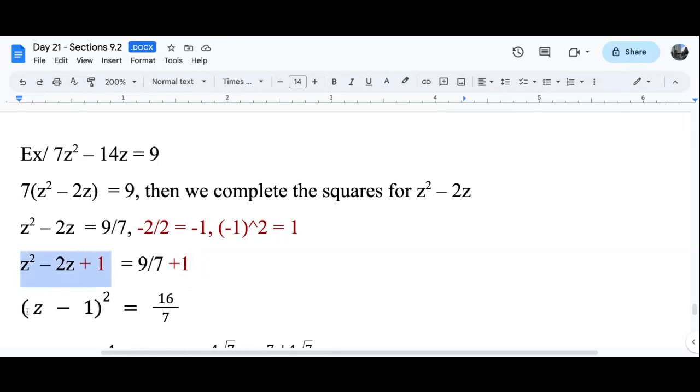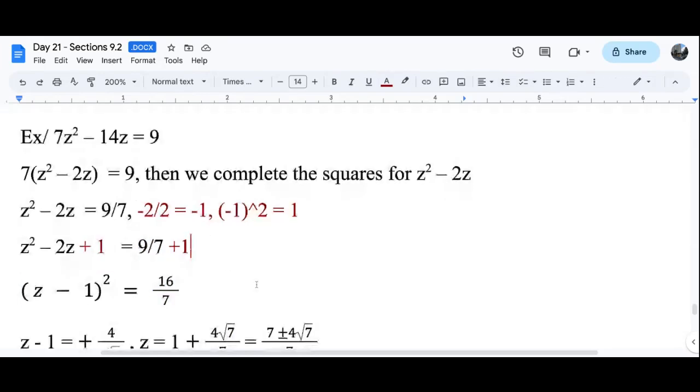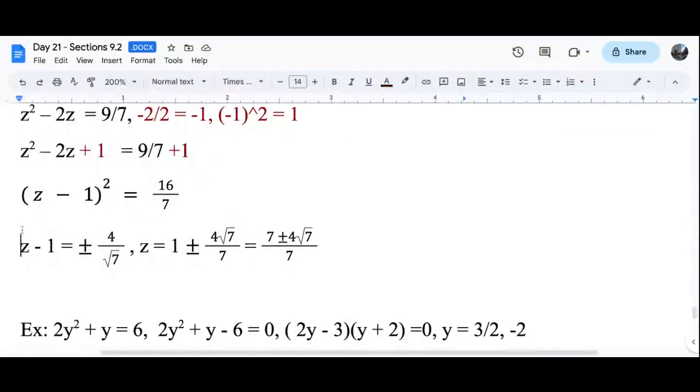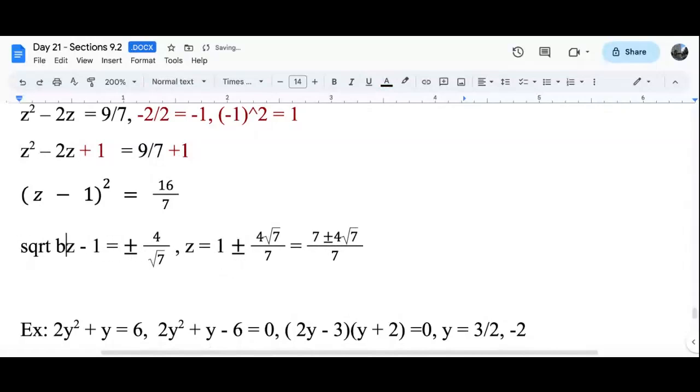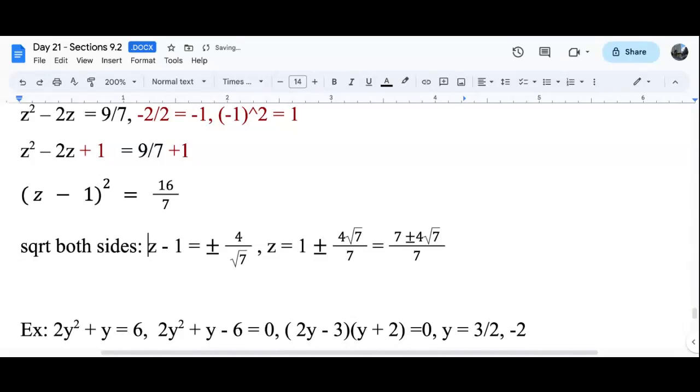Then this one becomes z minus 1 squared. And this one becomes, because 1 is 7 over 7, 9 plus 7, 16. 16 over 7. Square root both sides, right? So square root cancels the square. So we have z minus 1. And square root of this one gets plus minus 2 values. Square root of 16 is 4. So we move this negative 1 to the other side. We get z equals 2 values, right? Or we can write it this way. 2 irrational solutions.